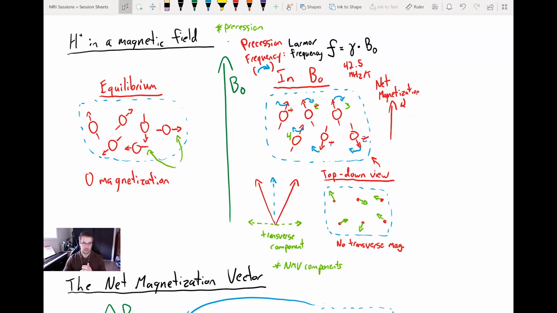Now there's always more hydrogen atoms that are oriented with the B0 field than against it. That is because it is a lower energy state for hydrogen atoms, or just protons as they're sometimes called, to align with the magnetic field than against it. But they can't all be aligned with the magnetic field, so some are still aligned against it, and this can be described mathematically by the Zeeman distribution, the difference between energy states. So that's mathematically determined.